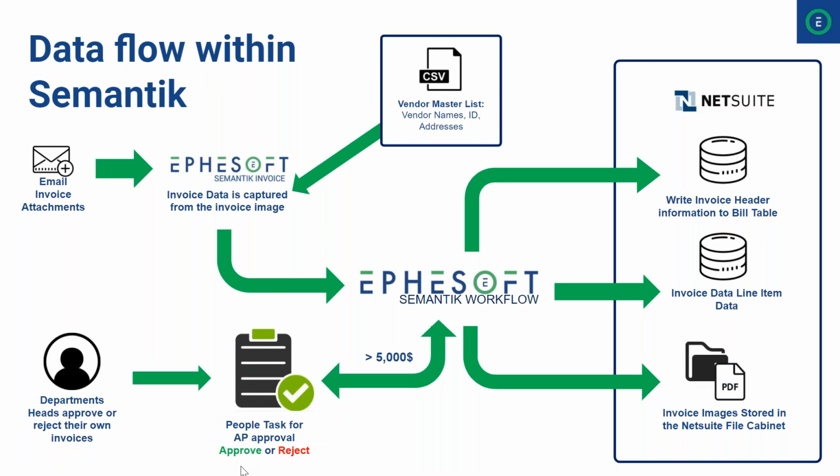Okay, just a 30,000-foot view of the data flow within the demo. Semantic is going to ingest some emails that Chris sends. We're actually going to capture that data, extract it, match it up with a master vendor list from the ERP, and then we're going to put it into a workflow. Semantic workflow is Workato OEM'd, which we use, and then we'll route it via a people task for approval, and then we'll put it into NetSuite.